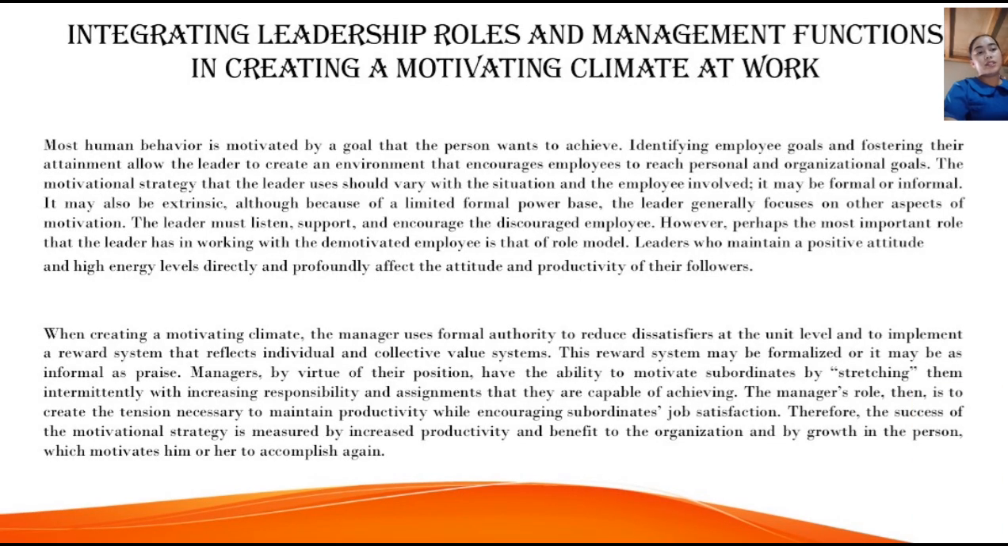In integrating leadership roles and management functions in creating a motivating climate at work, most human behavior is motivated by a goal that the person wants to achieve. Identifying employee goals and fostering their attainment allow the leader to create an environment that encourages employees to reach personal and organizational goals. So the motivational strategy that the leader uses should vary with the situation and the employee involved.